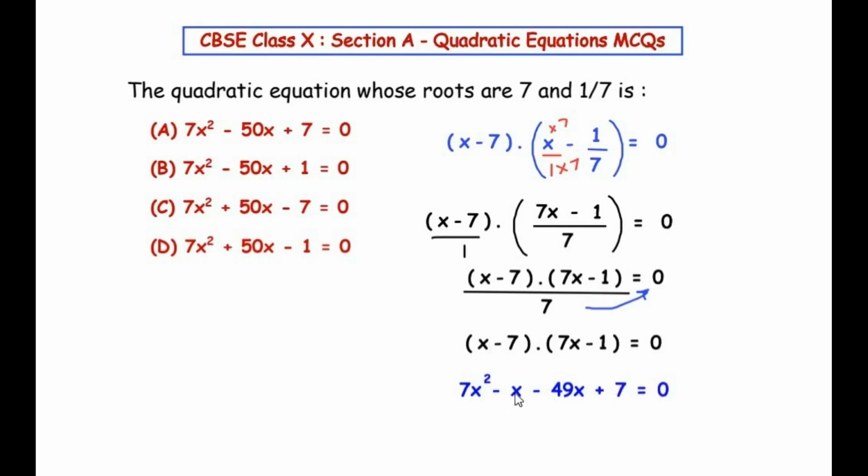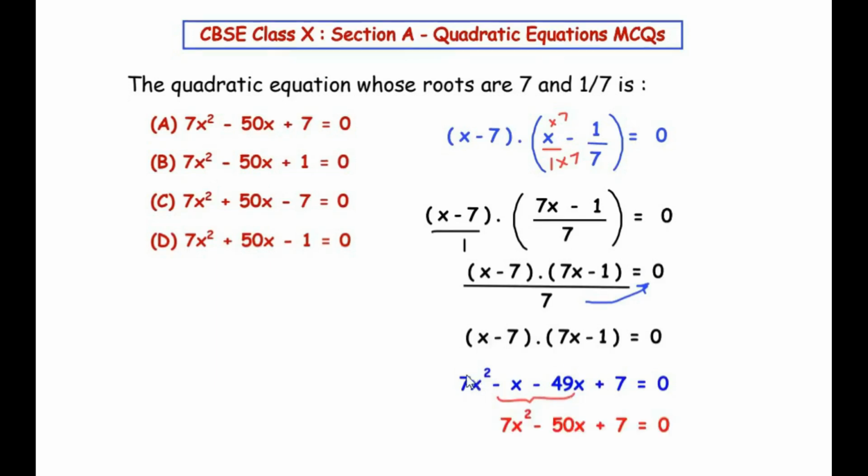Now we can see that negative x and negative 49x, they both are like terms. So we can add them together giving us 7x square. Now minus 1x and minus 49x, they will add up together to give us minus 50x plus 7 equal to 0. So these two roots, when we combine them together, give us the quadratic equation 7x square minus 50x plus 7 equal to 0. So here our quadratic equation is going to be option A.